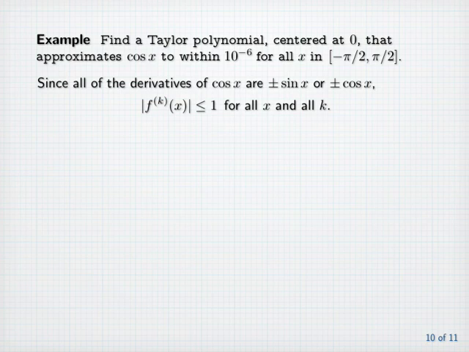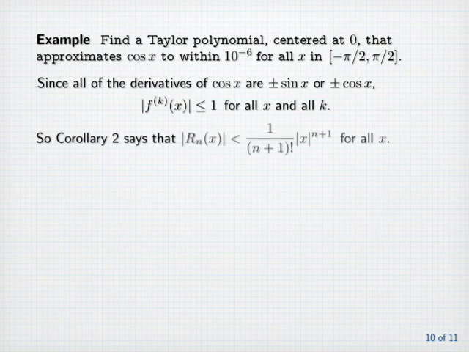So Corollary 2 says that the absolute value of r sub n of x is less than 1 over n plus 1 factorial times the absolute value of x to the n plus first power for all x.